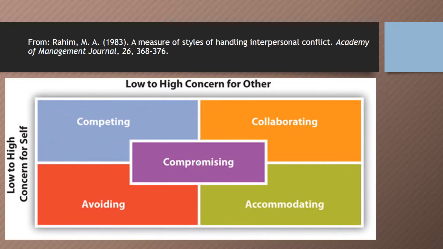An interesting way to understand the 5 strategies for managing conflict is to put them on a graph in terms of concern for self versus concern for other. And you can see it here on the left. It ranges from low to high concern for self, and on the top from low to high concern for other. The competing style indicates a high concern for self and a low concern for other. When we compete, we're striving to win the conflict, potentially at the expense or loss of the other person.